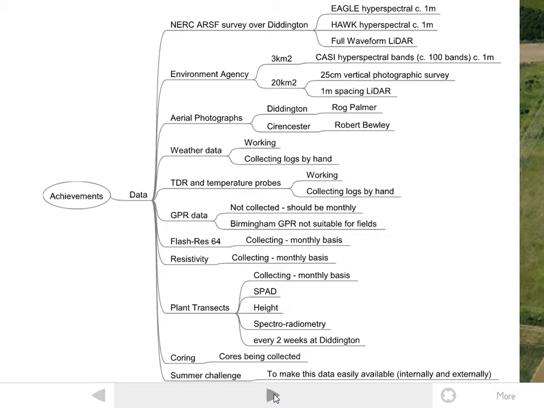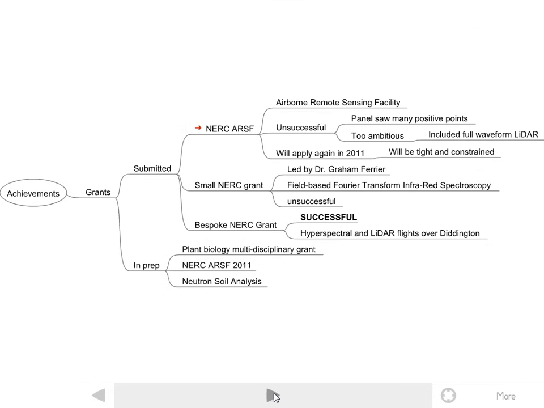We have periodic aerial photographs taken by 2 aerial flyers, which is Robert Bewley and Roger Palmer at Cirencester and Diddington respectively, and they'll be going and flying on an approximate monthly basis. We've got weather data, which is currently working, but we're collecting logs by hand from CDR and temperature probes. They're both working, and again, this is logged by hand at the moment. We are looking for telemetry, automated telemetry ways to collect this.